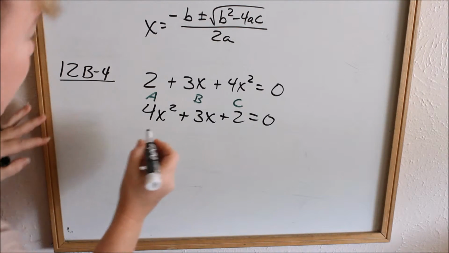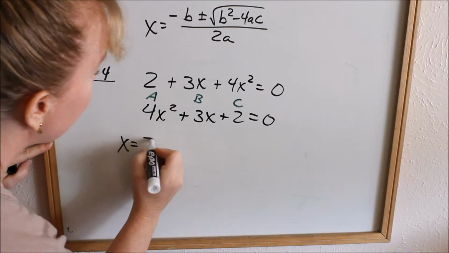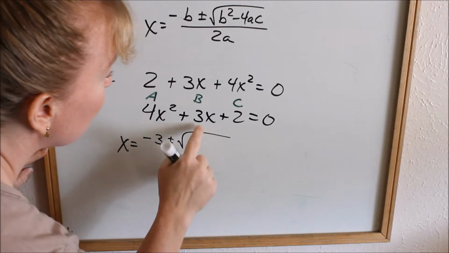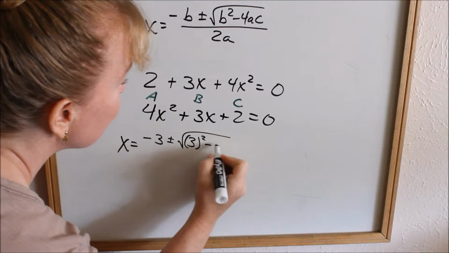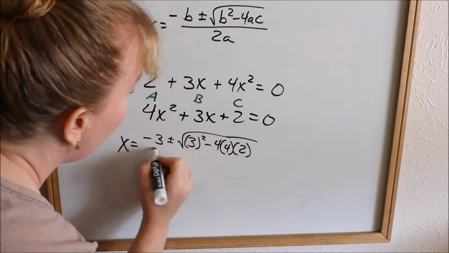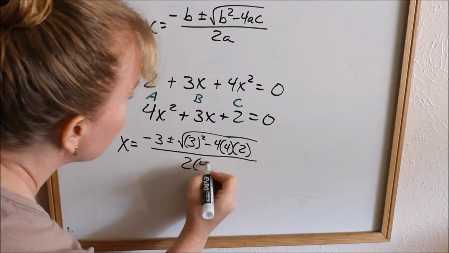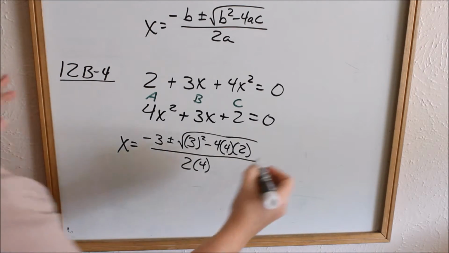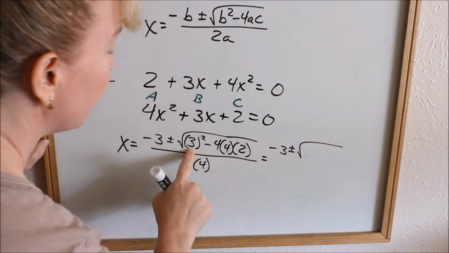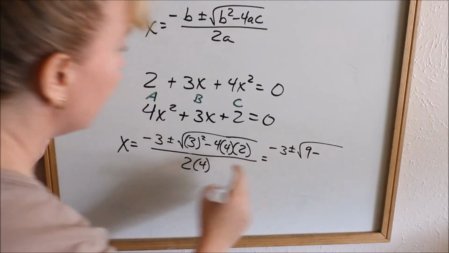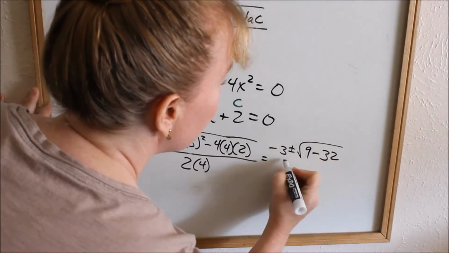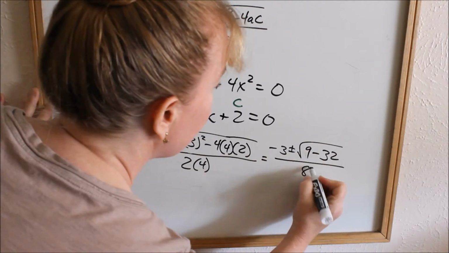So now we're going to take this and put it back in. X equals negative b, and in our case b is 3, plus or minus the square root of b squared, which b is 3, minus 4 times a, and our a is 4, c is 2, all over 2 times a, and our a is 4. Now let's simplify under the radical. So we have negative 3 plus or minus a square root. 3 squared is 9. Minus 4 times 4 is 16, and 16 times 2 is 32, all over 2 times 4, which is 8.